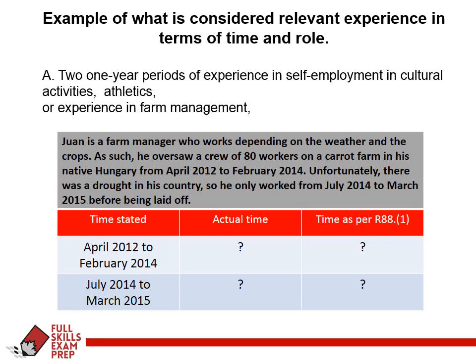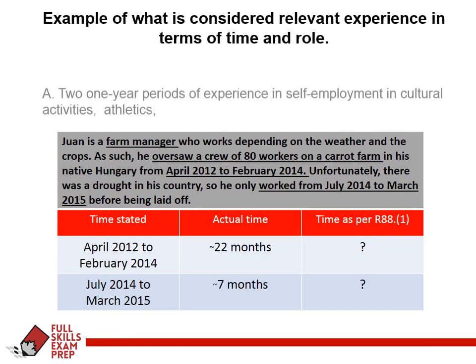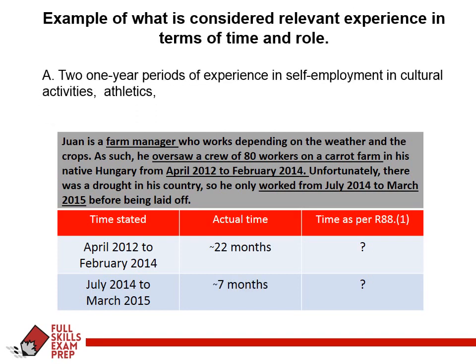So with this, the first thing that you're going to do is just take a look at the time that they give you. With this case, they have April 2012 to February 2014. And the second time that they give you is July 2014 to March 2015. In real life, you can see that that is about 22 months, and just about 7 months for his second round of work.